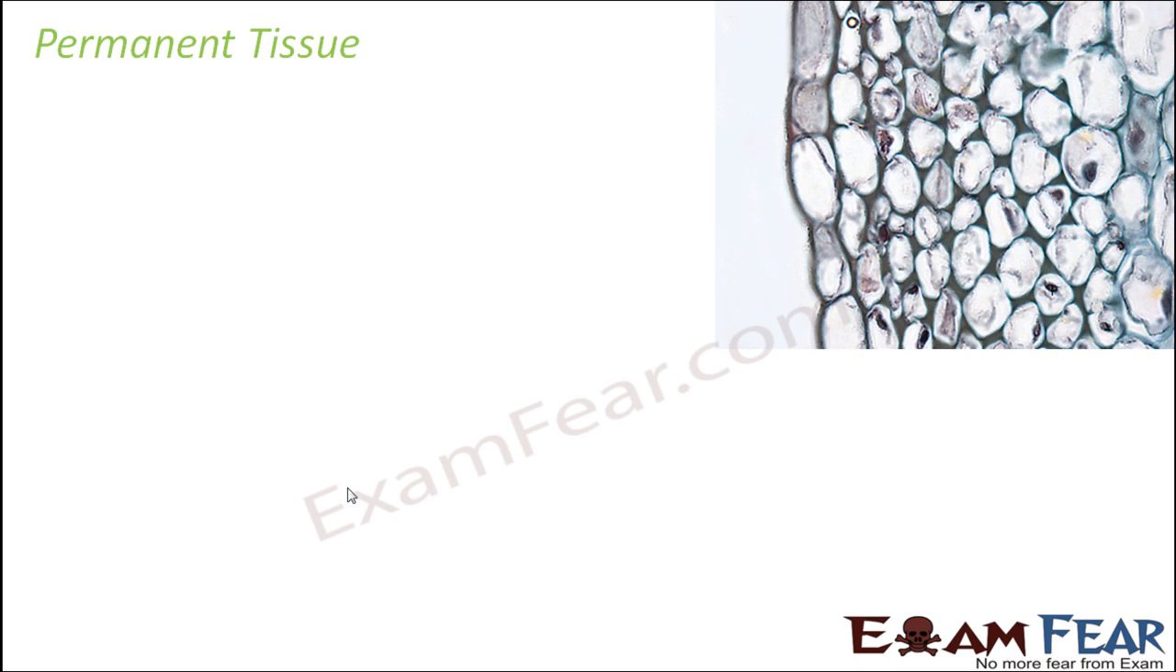So let us now talk about permanent tissue. As I said before also, these tissues do not have the capacity to divide. So they remain as they are, and that is why they are called permanent tissues. Here also, these tissues are formed by cells which perform a specific function. Now you might say that they do not form new cells, so what do they do? They have got a specific function to perform.